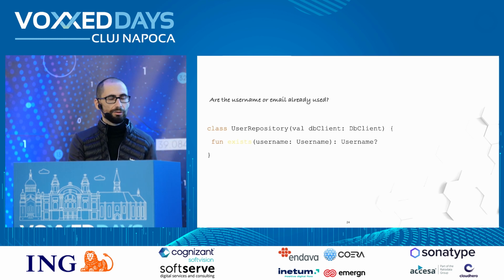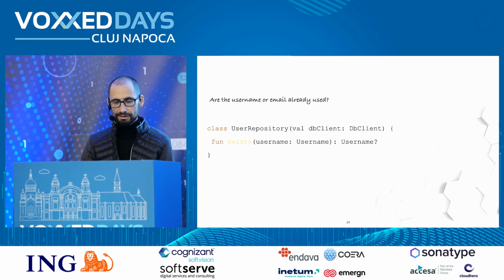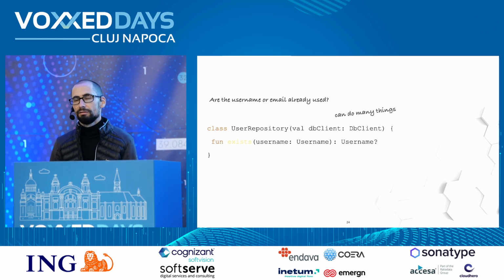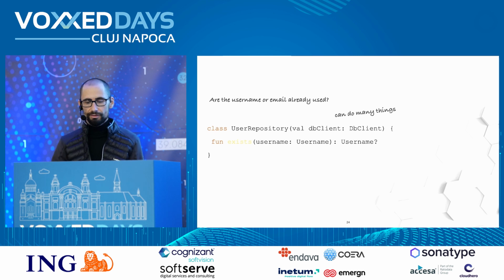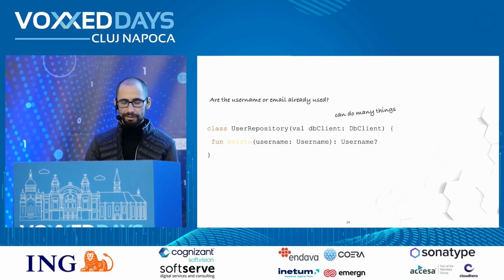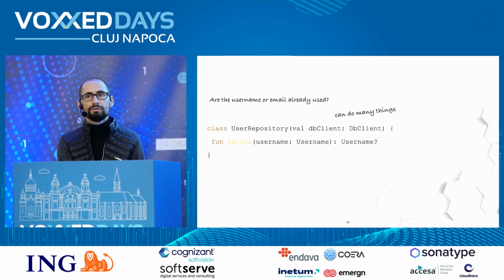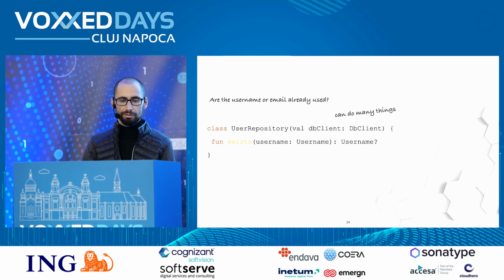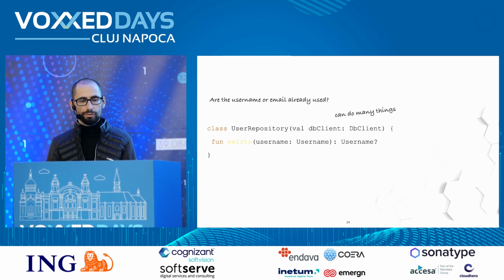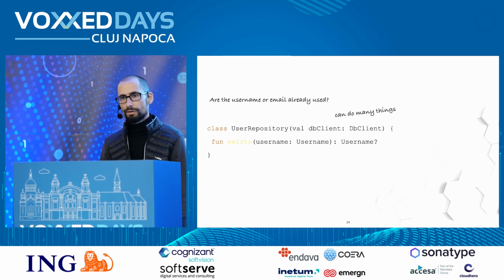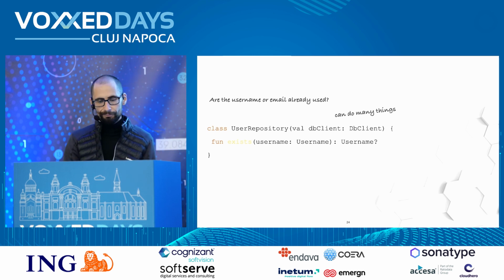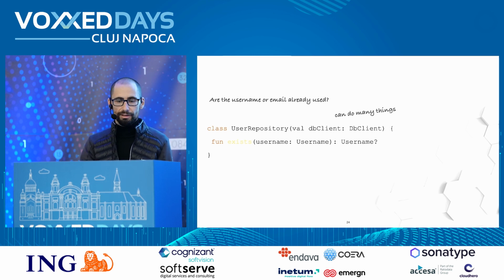However, I personally don't like this for several reasons. One of them is that the database client, or whatever template from Spring we're using or from another framework, can do a lot of things. So instead of my function checking if a username exists, it could potentially do something more, because it can. So I don't really like it.